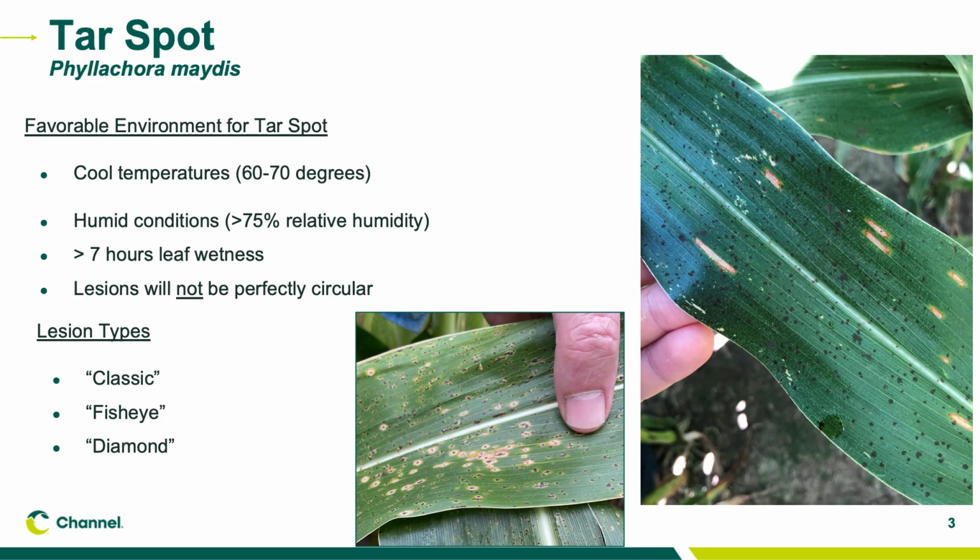The environment this pathogen thrives in is cool temperatures, 75% relative humidity, and greater than 7 hours of leaf wetness. If we think back to 2018 and 2021 and look at previous weather data, we had some cool, wet Junes, and those are the years that we saw tar spot really explode in Central Illinois. Thinking about the weather patterns we've been in this year, we have had some conducive environments for tar spot, and it has been found in Southern Illinois.